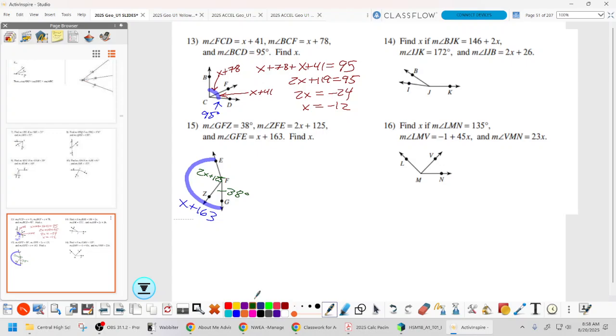Okay, so we have two pieces again adding up to a total. 2x plus 125, that's piece 1, plus 38, that's piece 2, equals x plus 163, that's our total. So piece plus piece equals total, total equals total, that's another way to say it. So we have 2x, 125 and 38 is 163, I think. Yeah, so x is 0.